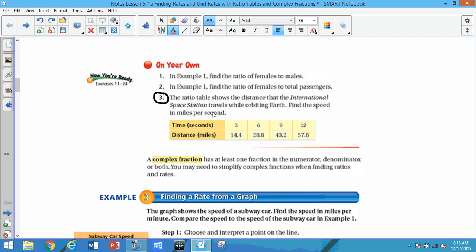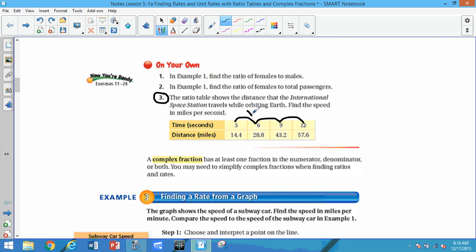Okay, so you have time in seconds and distance in miles. It says the ratio table shows the distance that the International Space Station travels while orbiting Earth. Find the speed in miles per second. So what you're going to do is say, okay, what did I do to 3 to get it to be 6? What did I do to 6 to get it to be 9? What did I do to 9 to get it to be 12? And what did I do every time? I multiplied it by 2. Every single time. By 2, by 2.